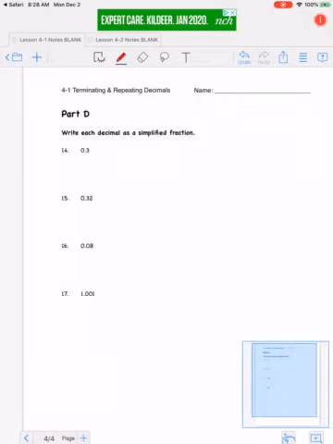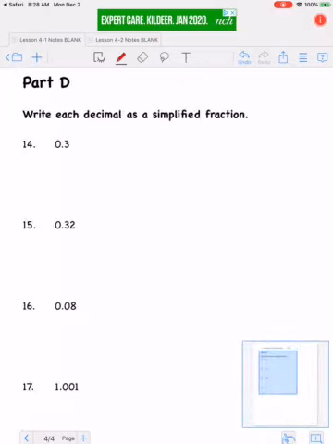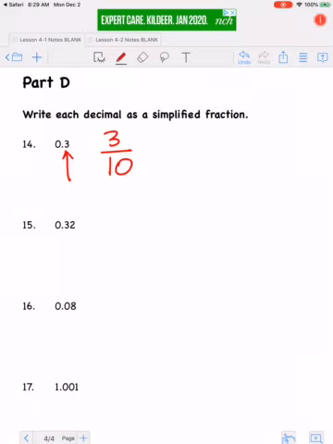And the last one, write each decimal as a simplified fraction. So this 3 is in the tenths spot, so all we have to do is 3 tenths. Okay, you can go ahead and do 15, 16, and 17 on your own.